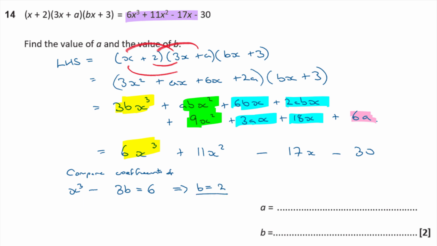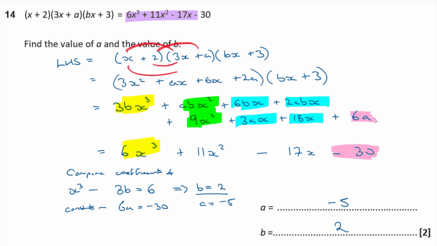Okay. Now I could look at the second one, but that hasn't got any a's in it, so that's no good. So I'm just going to have a look at the one on the end. So I've got 6a, and that matches up with minus 30 down here. So comparing the constants, we've got 6a is equal to minus 30. Okay, right, so that gives me a is equal to negative 5. So a was negative 5 and b was 2.